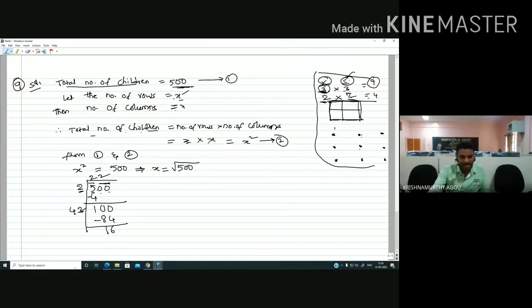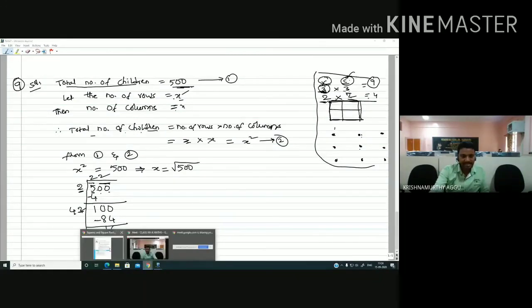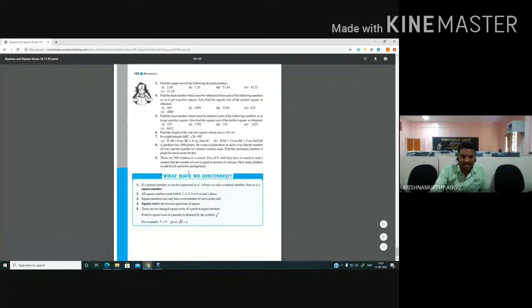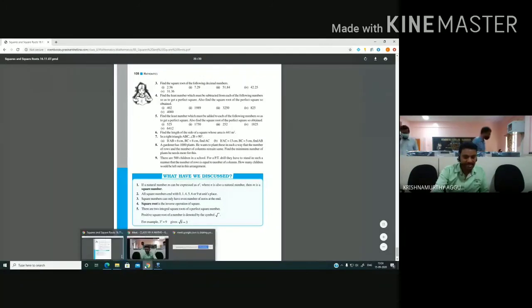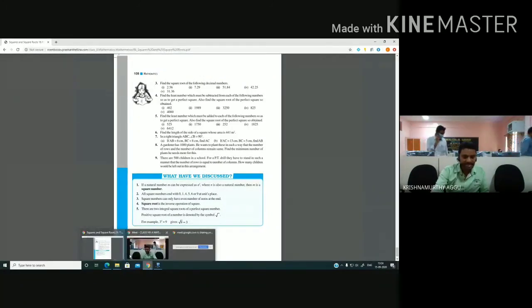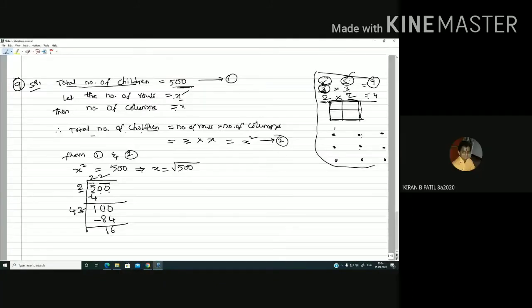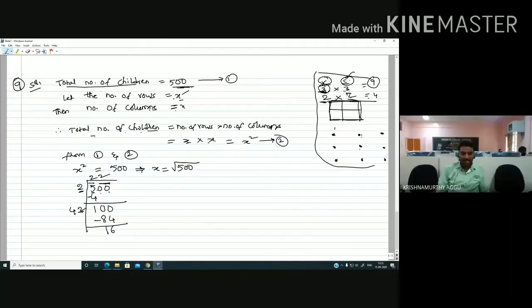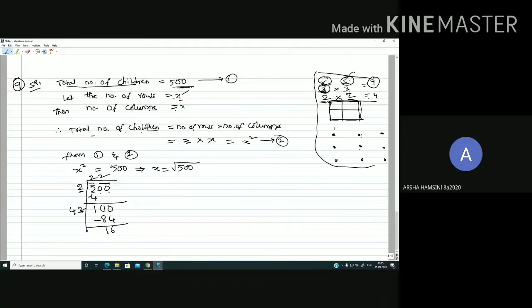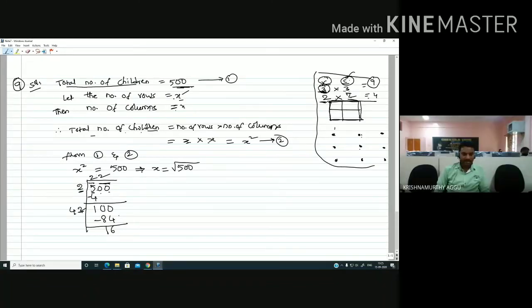So you can observe here, as per the question what they are asking, how many children would be left out in this arrangement? So when you are arranging like that, how many children are left? 16, sir. But not 500 minus 16. How many children are left? That is the question.